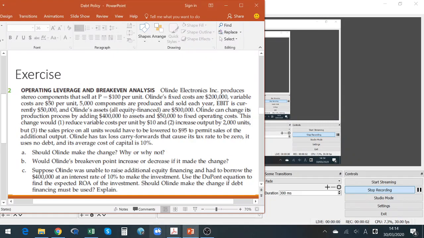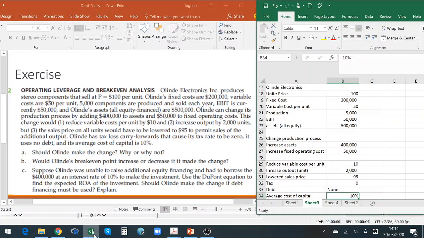Okay, so now let's look at this exercise together. It's kind of a lot of information, so I already put all the numbers for you in this Excel. This company, Linde Electrics, produces stereo components.